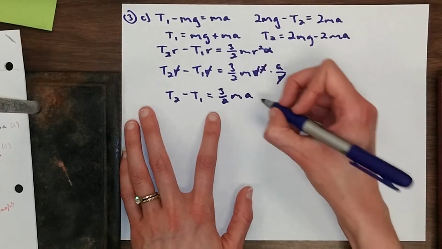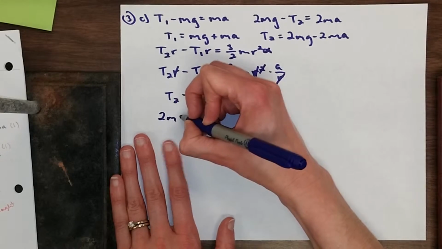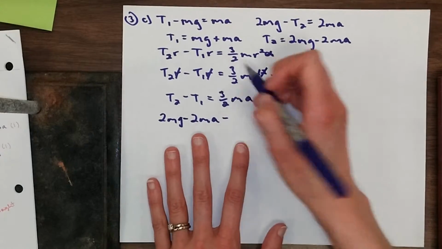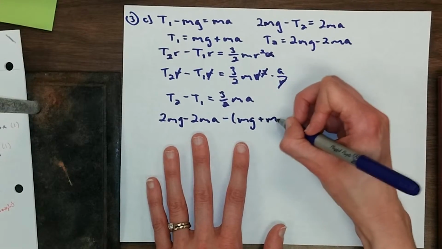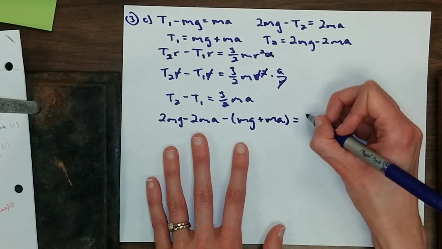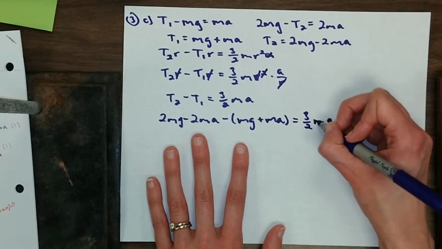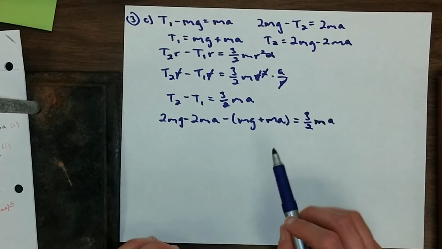And now I'm going to substitute. So tension 2 is this, 2mg minus 2ma. Tension 1 is mg plus ma. That equals 3/2 ma. And then I'm trying to solve for A, for the acceleration. So I'm going to combine some like terms over here on the left.